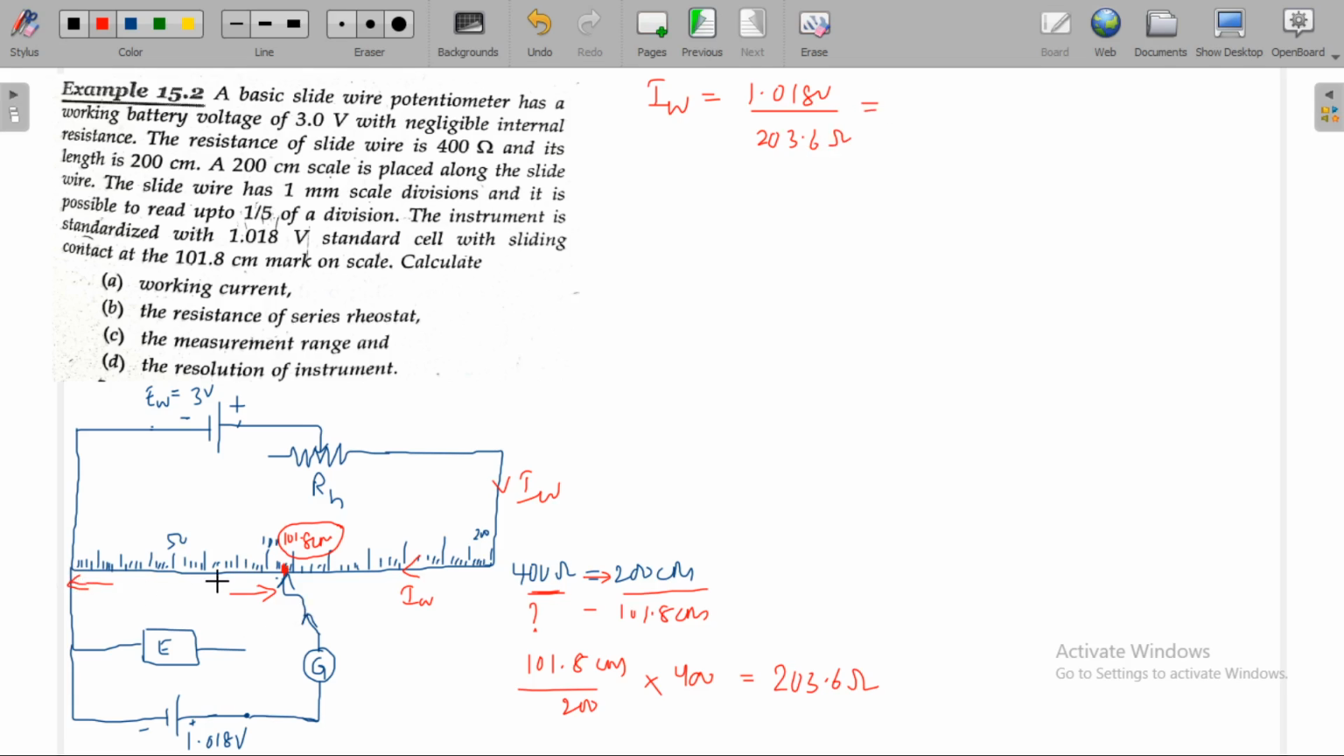We have the resistance of the portion of this slide wire. You know the voltage across this portion of slide wire is 1.018 volts. Resistance of this portion of slide wire is 203.6 ohms. Then what will be the current flowing into this slide wire? Which is equal to 5 milliamps.